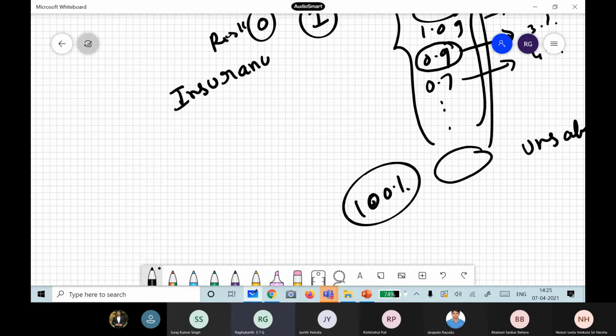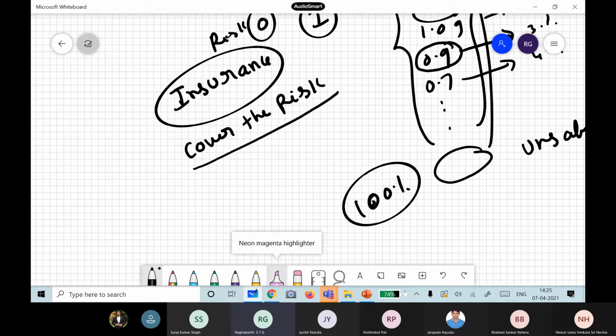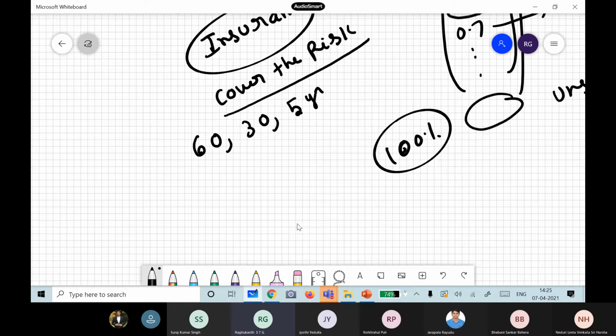So the insurance concept has come into the picture. If you are not designing for the highest value, definitely you are taking some risk, so the concept is you cover the risk by insurance. You followed, right? This is how we do it. Now in insurance, what do they do? Let us say a 60-year-old man, a 30-year-old man, and a 5-year-old kid all take an insurance policy for 1 crore. What does the insurance company do?